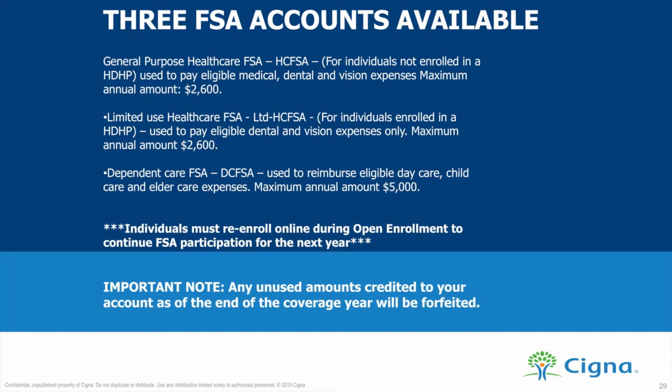And then you do have a dependent care flexible spending account. So this is going to be used to reimburse yourself for eligible daycare. So after school care, daycare for children up to the age of 13, as well as elder care. So if you're taking care of a parent that's in elder care, you can then elect as well. And that's a maximum annual amount of $5,000.